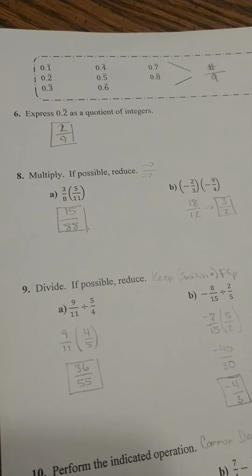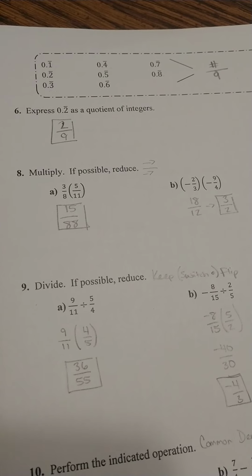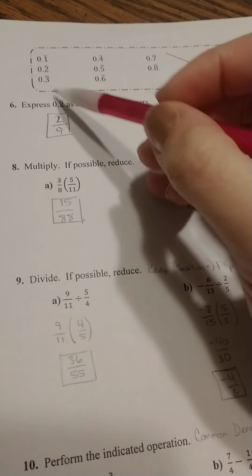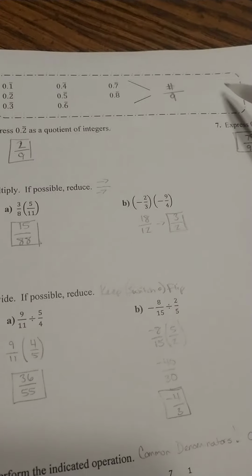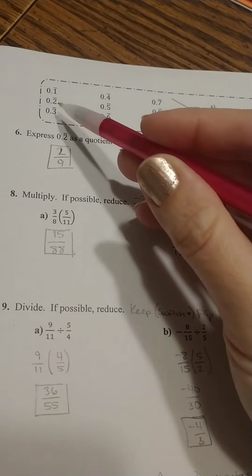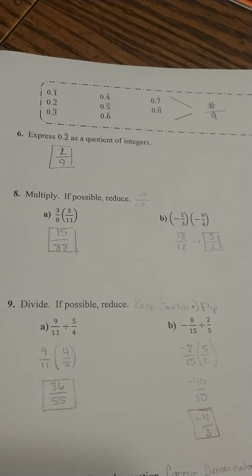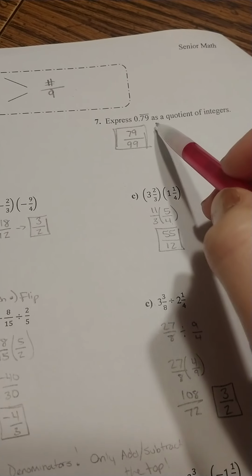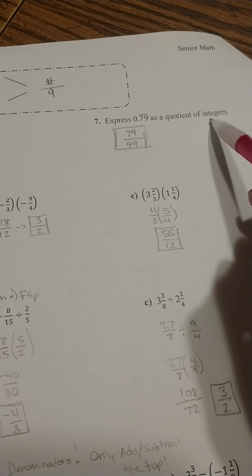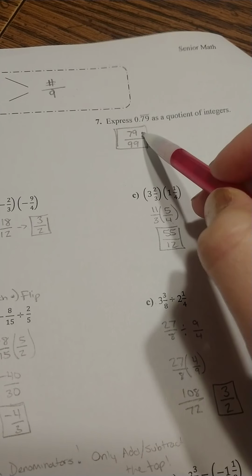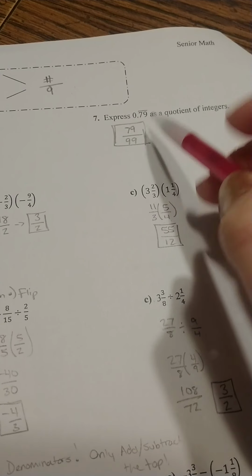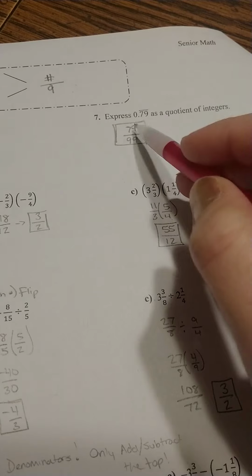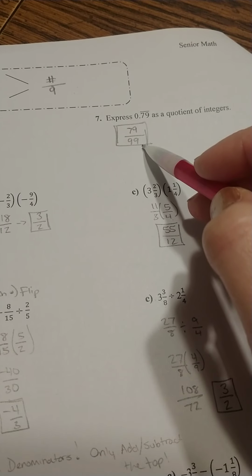Number 6 says express 0.2 repeating as a quotient of integers. No, it's right here. I just told you it was a number over 9. So it's literally 2 over 9, and that's all you do with that. Express 0.79 repeating as a quotient of integers. That's 79 over 99. So however many decimal places you have repeating is divisible by 99.